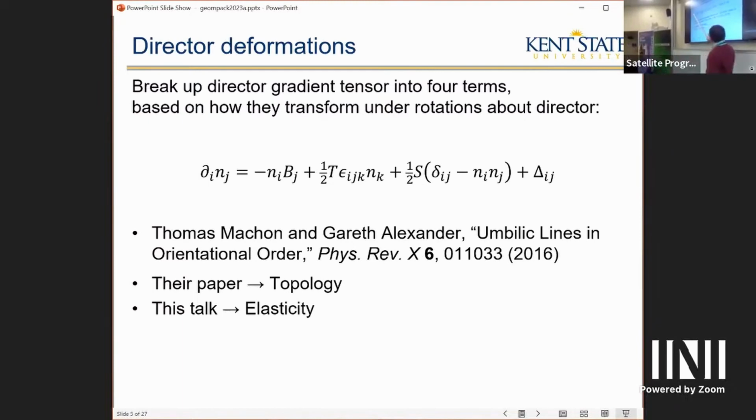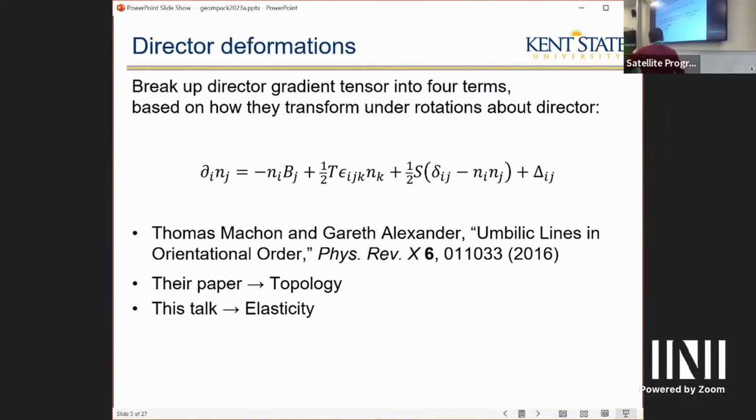Okay, and there is this construction which breaks it up into 4 different types of mathematical objects, or if you like, 4 irreducible representations of the rotation group. This was actually done relatively recently in the history of liquid crystal science by Gareth Alexander and his student Tom Machon. Is Gareth here? No, we lost Gareth. All right, well, never mind.